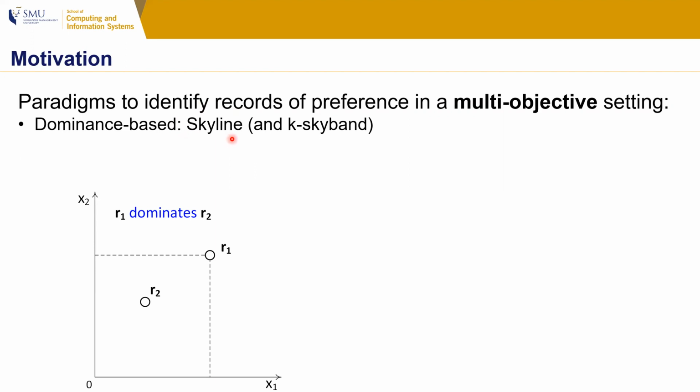This has been generalized also to the K-skyband set, where basically we are selecting those records that are dominated by fewer than K others. And this is the first paradigm.